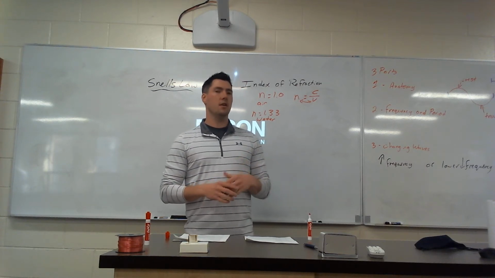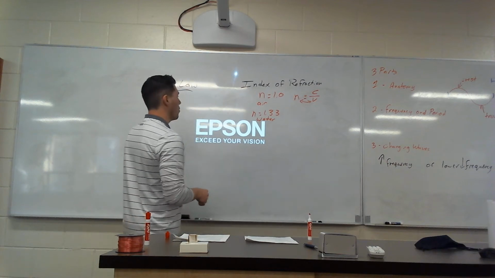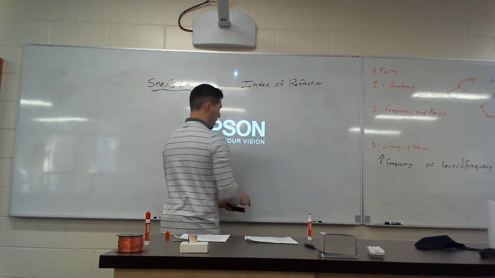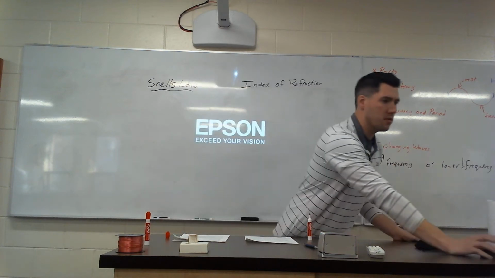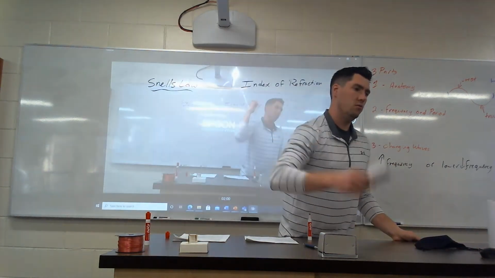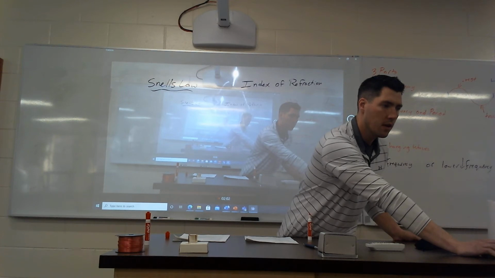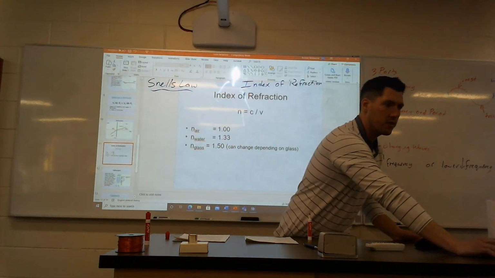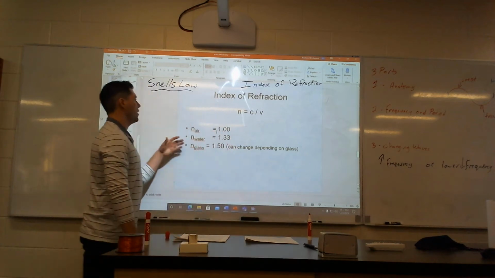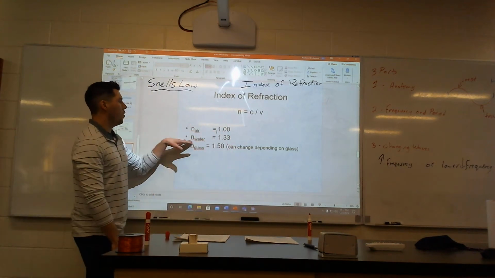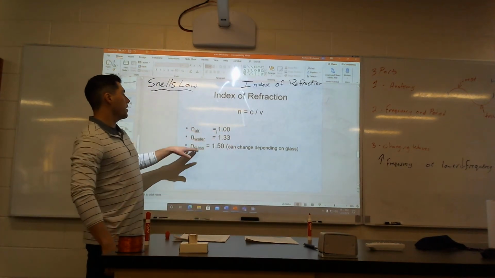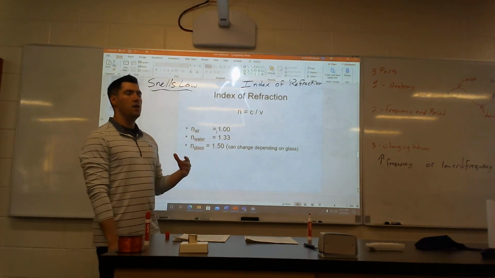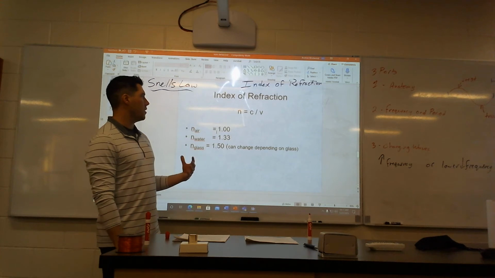I'm going to go over a couple of questions from our worksheet that show how to do this. First, I'll show you on the PowerPoint where we got this. So there's the index of refraction: air 1.0, water 1.33, and then glass, depending on the type of glass, usually around 1.5. So it gets even slower in glass.